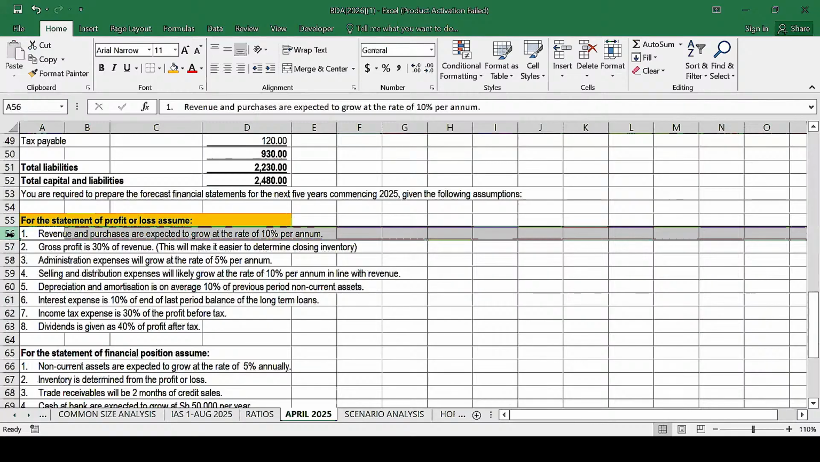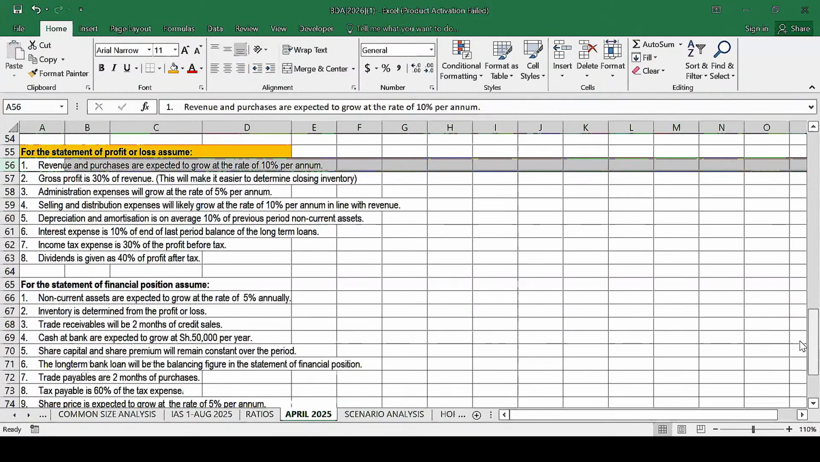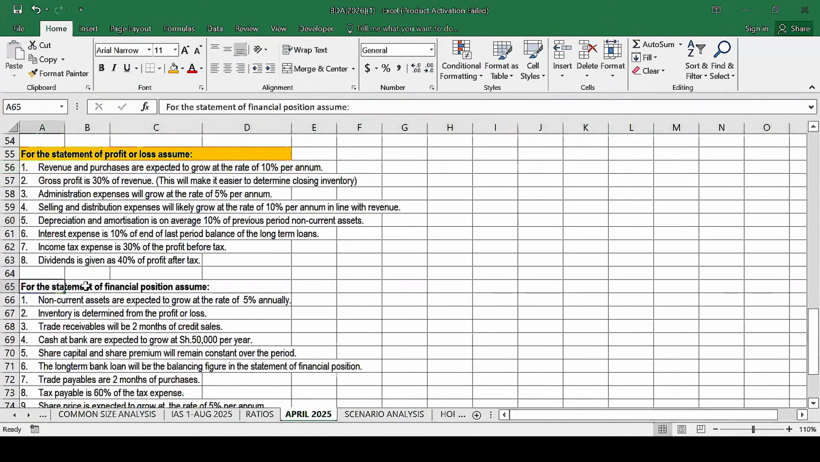Depreciation and amortization is on average 10% of the previous period non-current assets. Interest expense is 10% of end of last period balance of the long-term loan. Income tax expense is 30% of the profit before tax, and dividend is 40% of the profit after tax. So these are basic assumptions for preparing the statement of profit or loss. Then we are given assumptions for preparing the statement of financial position.